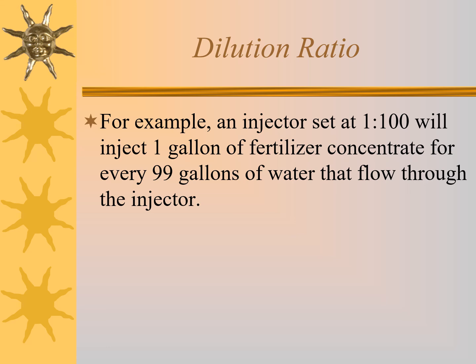Now keep in mind it's not doing it quite literally like this. So in other words, it's not going to let 99 gallons of water go through and then all of a sudden magically inject 1 gallon of fertilizer into your line. It's going to do this incrementally as water passes through the injector. So it's going to be lots of small little doses of fertilizer that are getting injected into your water line.